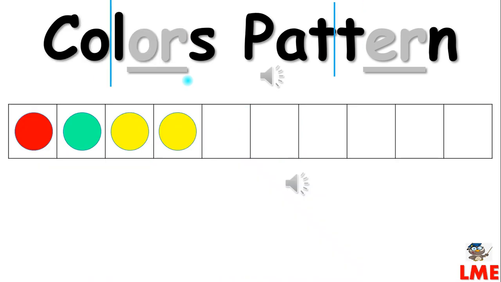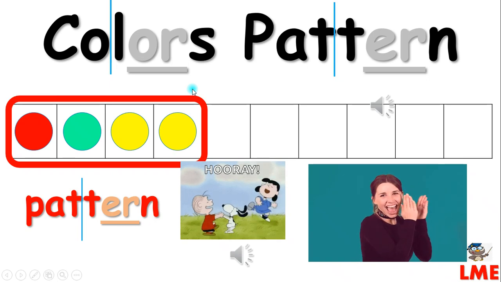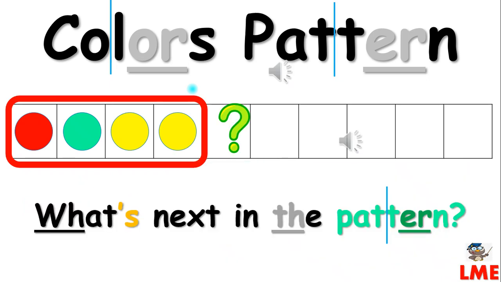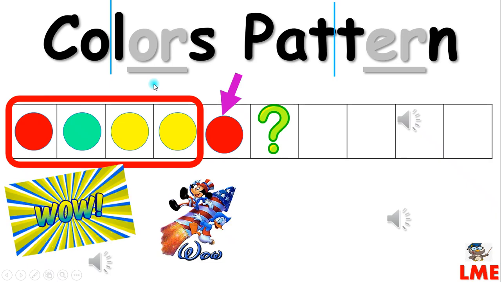Patterns can be commonly found in colors. Do you know what this is called? This is called a pattern. Can you figure out what's next in the pattern? Wow! You are correct. Red color comes next in the pattern.